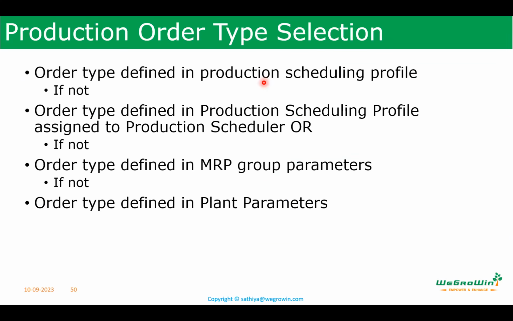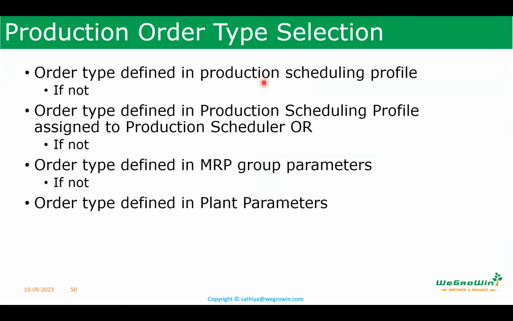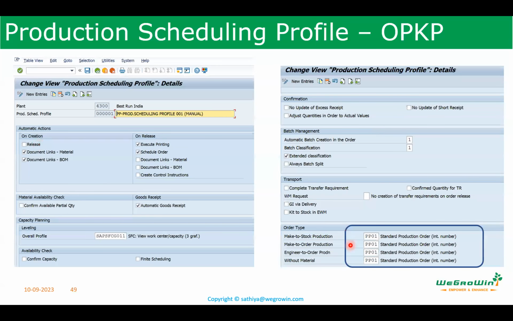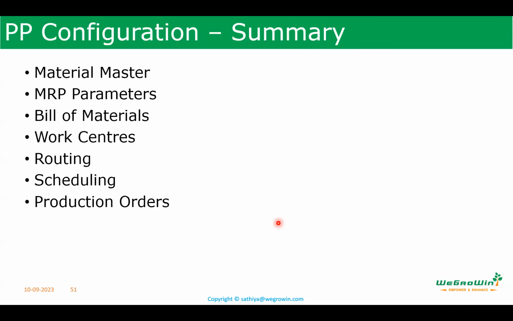And then production order type, how to select the production order. These things are also covered under the settings in the production order type. So which production order has to be selected, like this. Here, the order type is defined in the scheduling profile, or in the production scheduler profile assigned to the production scheduler, or in the MRP group parameters, or in the plant parameters, like this. Right? These are the PP settings. See, these configuration settings, right?